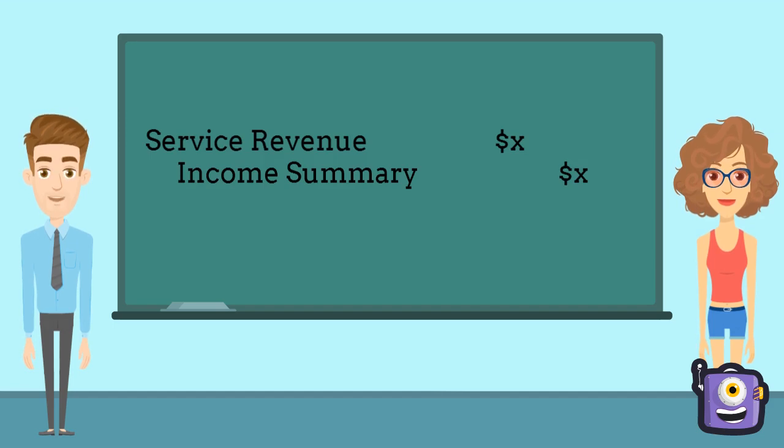When closing revenues and expenses, you close them to an account called income summary. When closing revenue accounts, you need to debit the revenue account for its balance and credit income summary. Doing this brings the revenue account's balance to zero, which closes it.